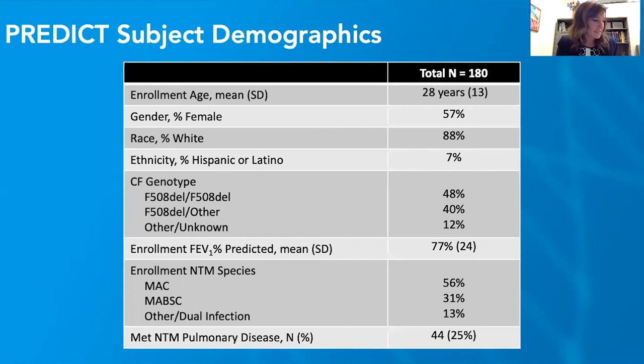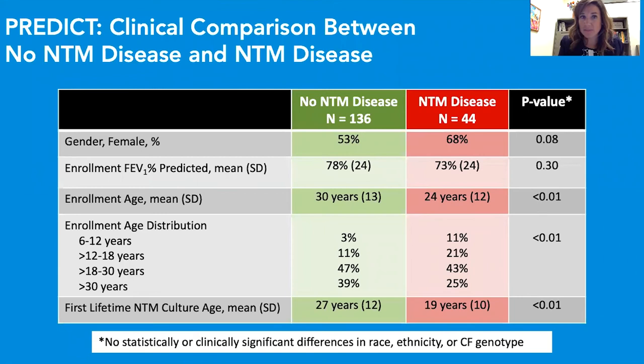Now when looking at the PREDICT subjects, comparing those who have not been diagnosed with NTM disease compared to those who have been diagnosed, we see that those with NTM pulmonary disease diagnosed, that red column, are trending to be more predominantly female. There also is a trend that they have lower baseline lung function. They are statistically younger than those without NTM disease. And there's also a different age distribution. So those with NTM disease are more commonly between the ages of 6 to 12 or 12 to 18 years of age. Subjects diagnosed with NTM pulmonary disease are also younger at the time of a first lifetime positive culture.